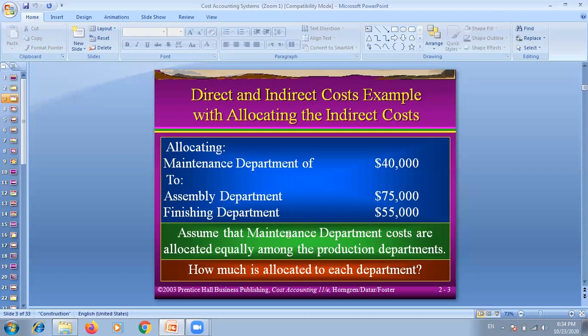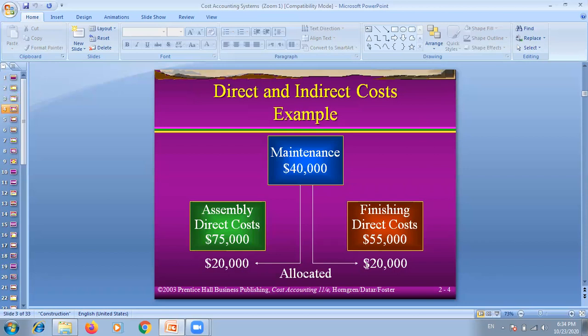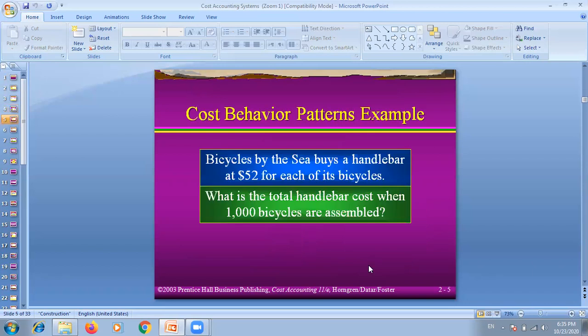Assume that maintenance department costs are allocated equally among the production departments, I mean the assembly and the finishing. How much is allocated? As I will allocate equally, so the 40 will be 20 and 20. So 20,000 and 20,000. If I allocate using another method instead of equally, I have to allocate according to the method or the rate he is giving to me.